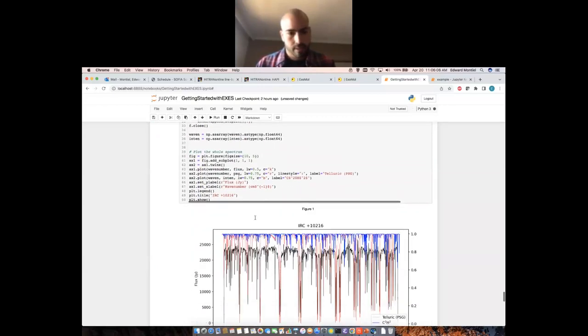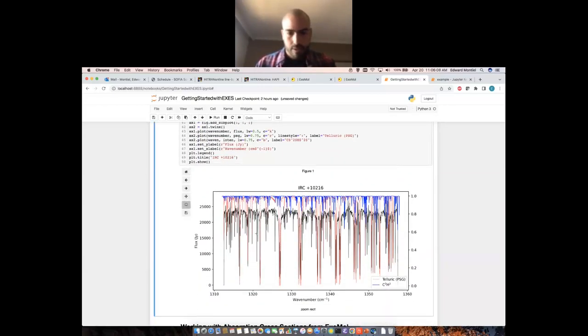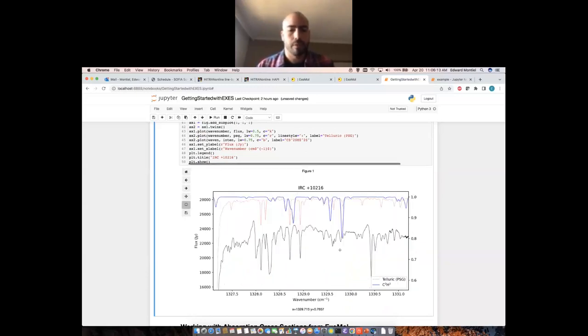And so if we plot it, by zooming in as a first guess, you can see if you start to see the pattern repeating. As you can see, there's probably more than just acetylene here, and also maybe the initial guess of a velocity wasn't entirely correct, but IRC+10216 is a very rich envelope, so there's definitely more than acetylene here. This is just a first guess, if you're working with EXES data and want to start with molecule identification.